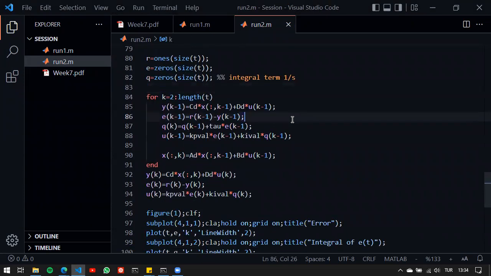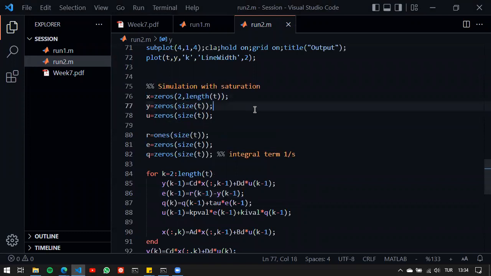So what will be the difference here? Now, if you're in Simulink and if you're dragging and dropping a saturation element, keep in mind that it will have an input and it will also have an output.